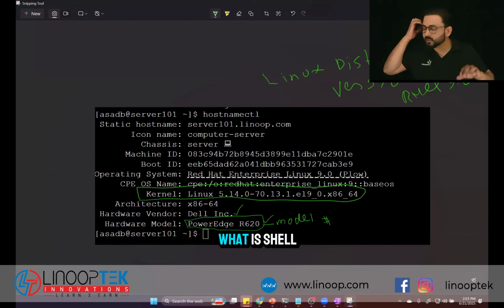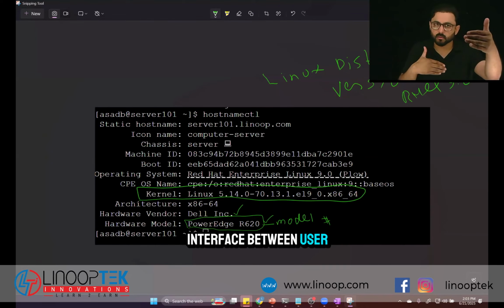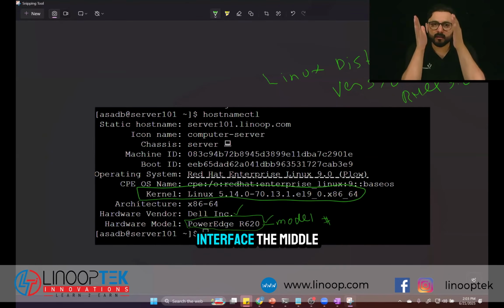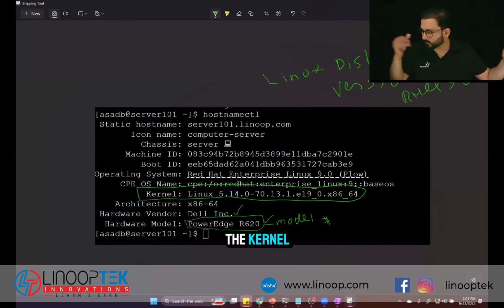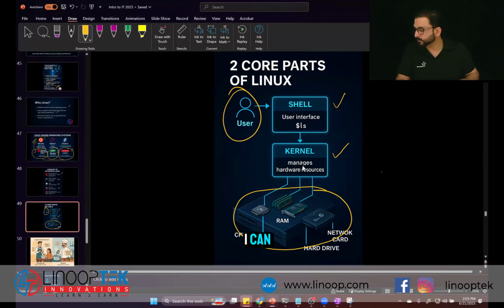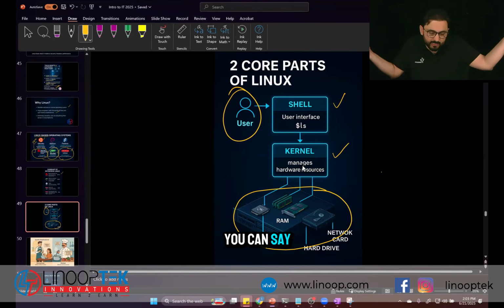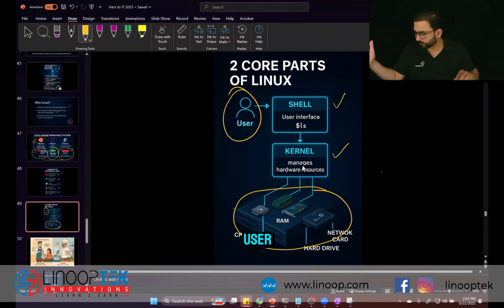Okay? What is a shell's job? Shell is an interface between user and the kernel. Interface, the middleman between user and the kernel. A lot of my students get confused between the shell and the kernel, and it haunts them for life. How many of you are confused on this? An interface to control the kernel. Okay, you can say that. You can say a communicator between kernel and the user.